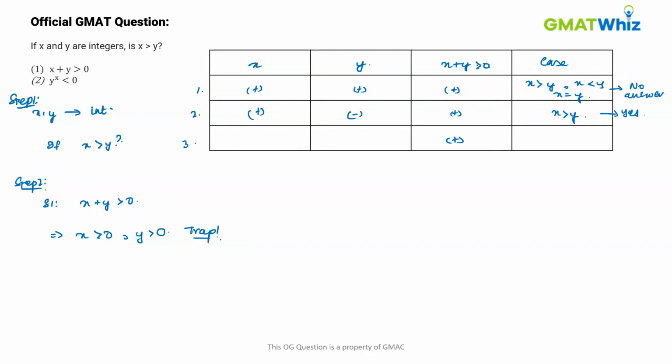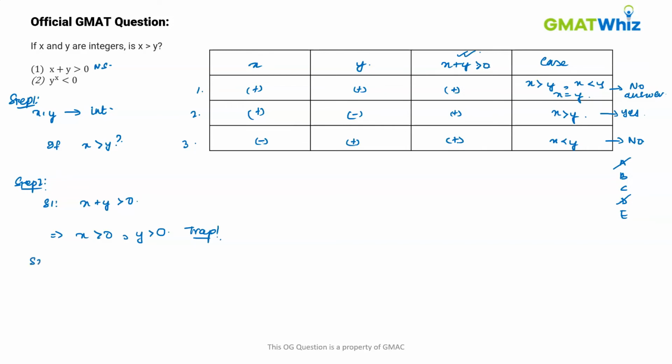The last case possible is when x is negative, y is positive, however their sum is greater than 0, which is positive, but in this case x will be less than y, and we can answer the question with a no. So in all these three cases we can see that the sum is greater than 0, however we are getting different inequality signs for x and y, right? So this makes statement 1 not sufficient, and out of the given answer choices I will eliminate answer choices A and D. Moving on to statement 2.